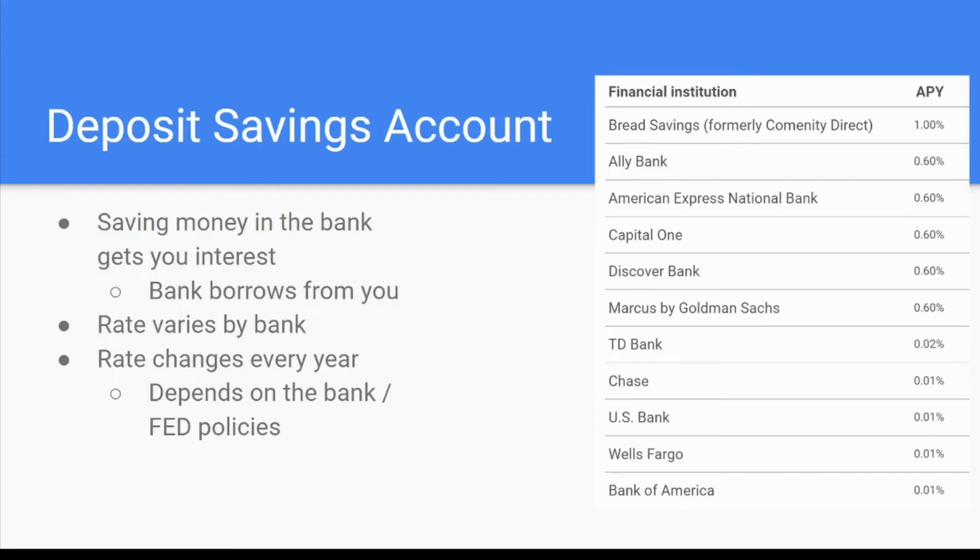Interest rate also applies to your savings account. When you save money in the bank, you get interest because the bank borrows from you.